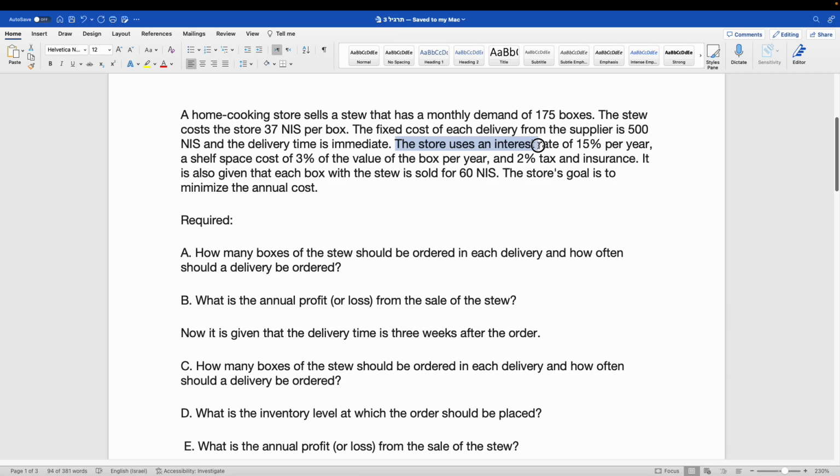The store uses an interest rate of 15% per year, a shelf space cost of 3% of the value of the box per year, and 2% tax and insurance. It is also given that each box of stew is sold for $16. The store's goal is to minimize the annual cost.